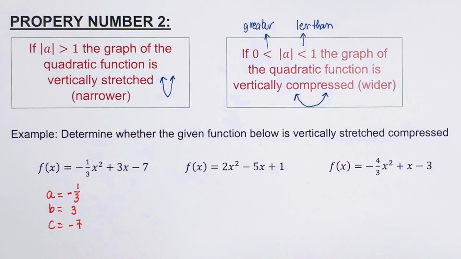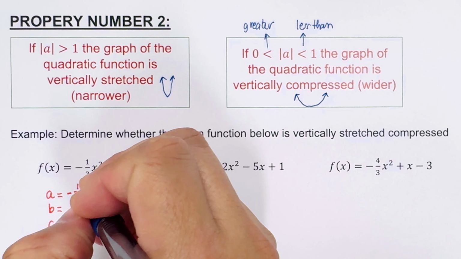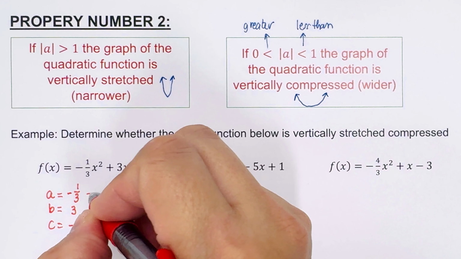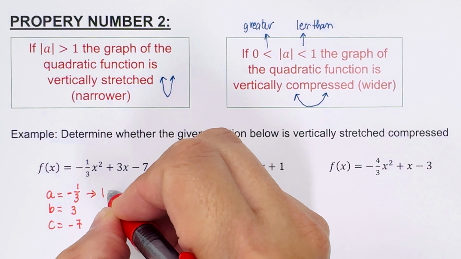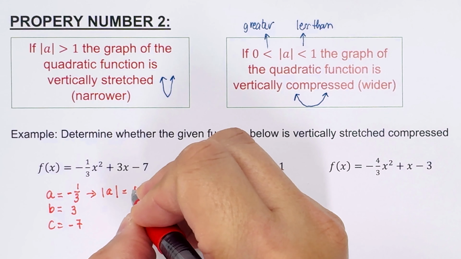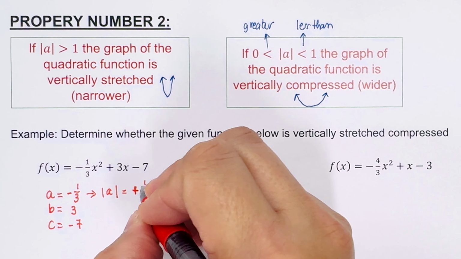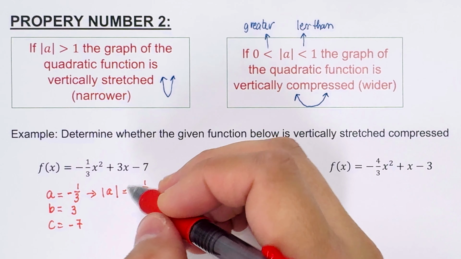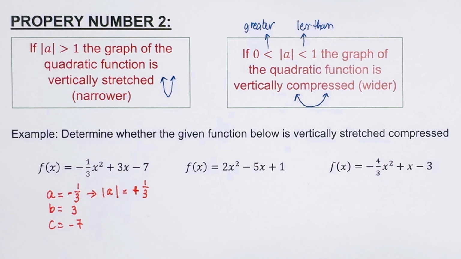The one that we're looking at right now is our a. So we say the absolute value of a. When we say absolute value, what happens to the value? It's always positive. Absolute value is always positive. Now, looking at this value, +1/3, what is this in decimal?